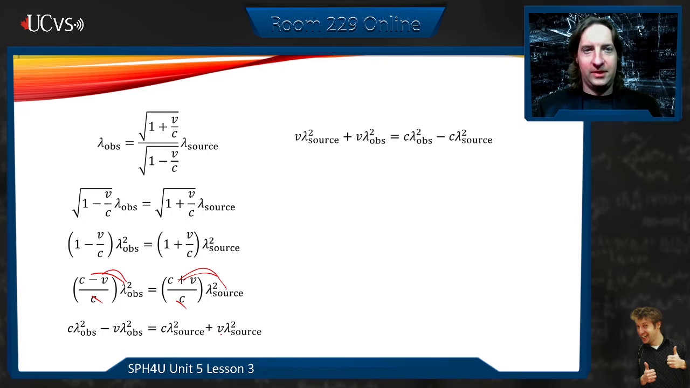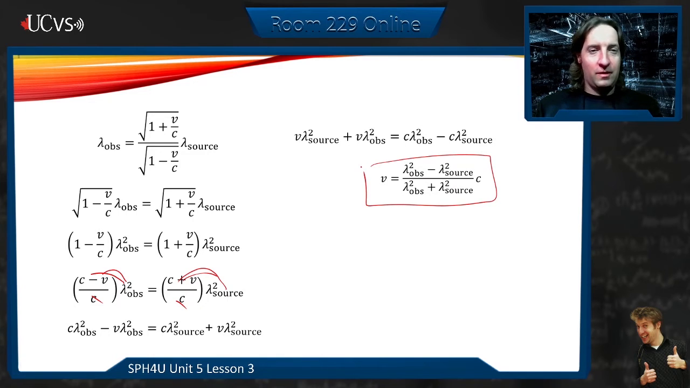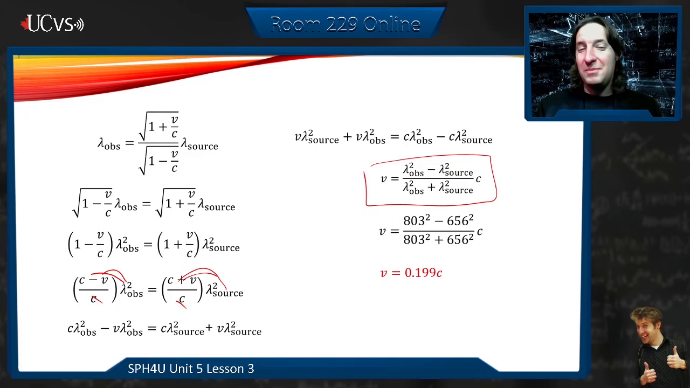Let's put all the... what did I do here? I just rearranged, and I come up with an expression for the speed of the source relative to the two wavelengths, the observed and the source wavelength. Now, if I plug those in, I end up with 20% of the speed of light. So a galaxy that's 4 billion light years away from us is actually going away from us at 20% of the speed of light.